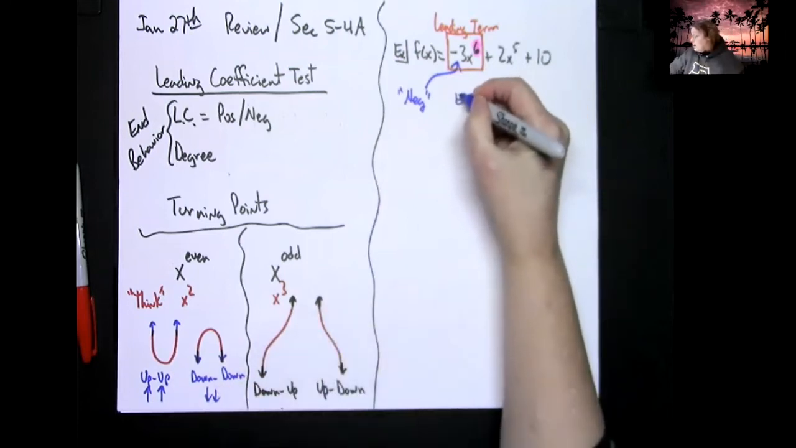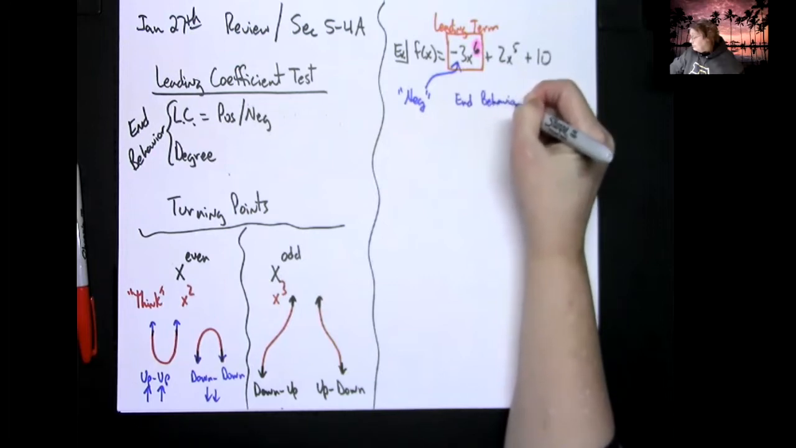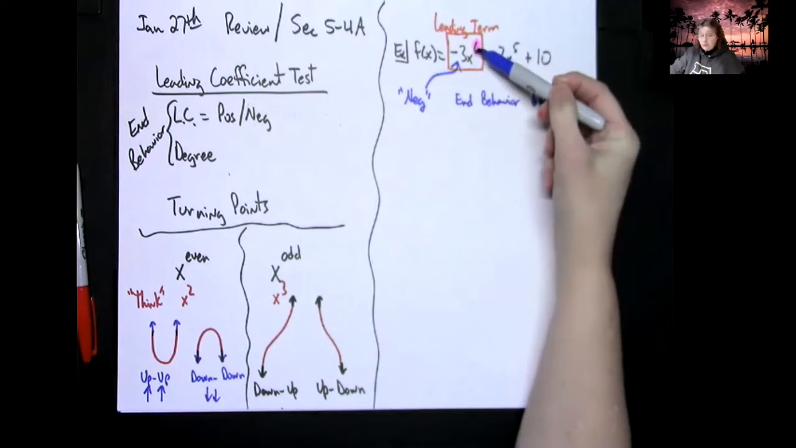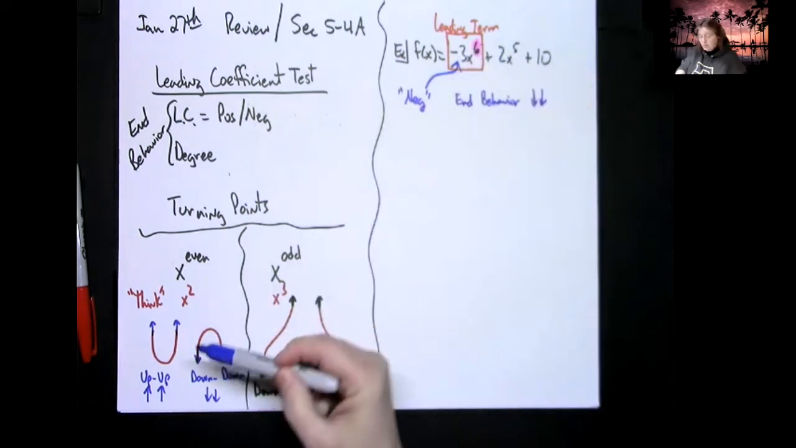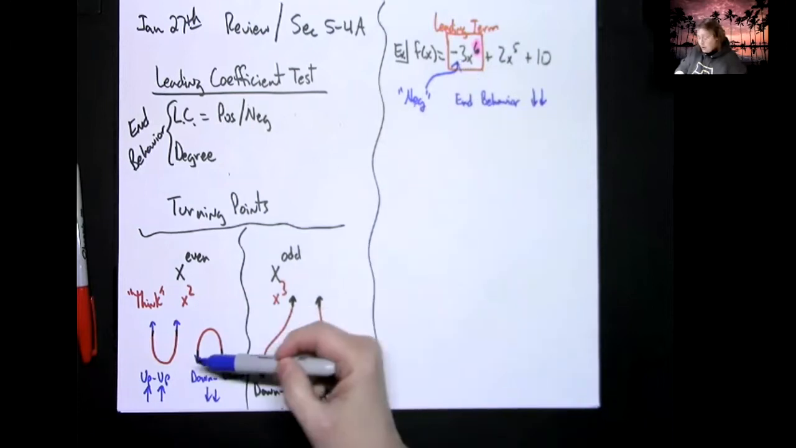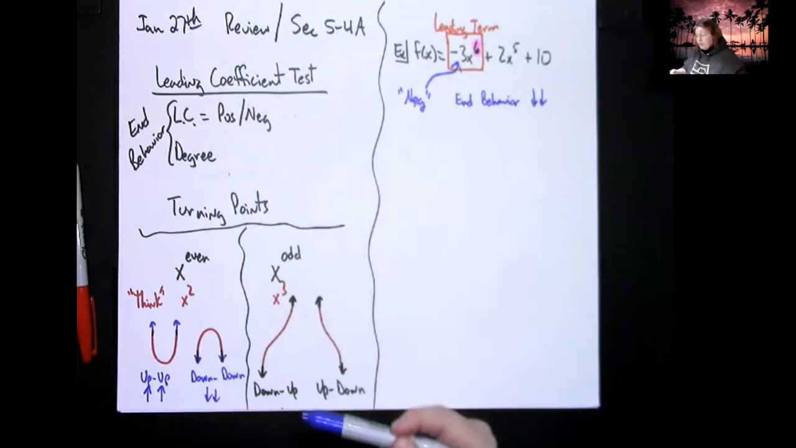So my end behavior is going to be down, down. I did that because I looked at the 6. That's even, which tells me I've got a parabola thing going on. A negative coefficient means it's going to be upside down. But again, I had to have all that memorized to be able to get there.